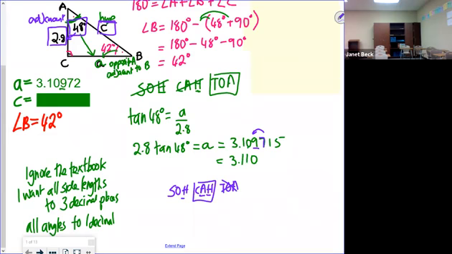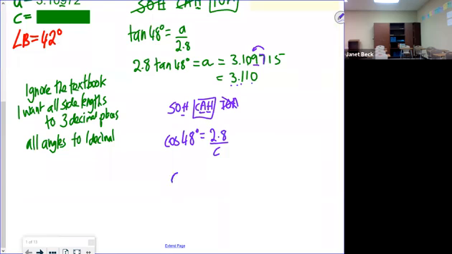I could use the opposite. I could use this, but that was something I calculated myself. And if you can, use information you were given, because it's definitely not been rounded. So what we have here is the cosine of that angle, 48 degrees, is the adjacent, which is 2.8, divided by the hypotenuse, which is C, and now solve that for C.